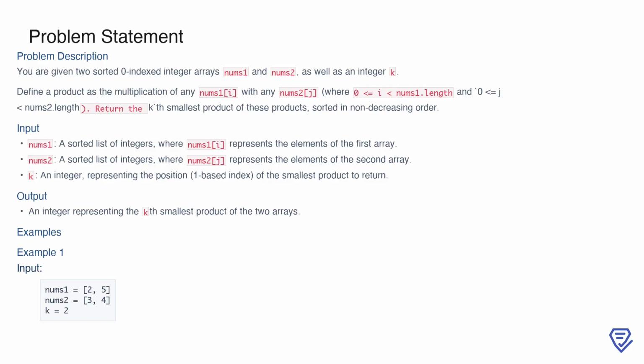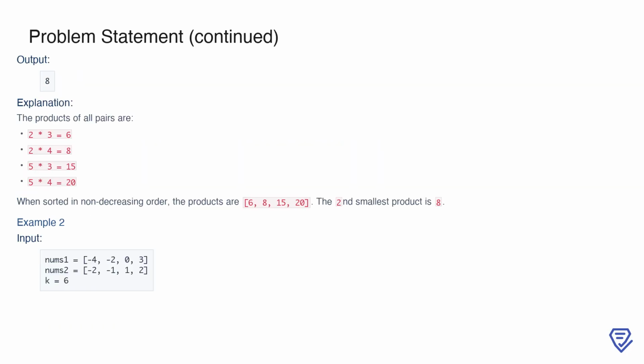For example, if nums1 is 2, 5, nums2 is 3, 4, and k is 2, we need to determine which product is the second smallest among all possible combinations of elements from these two arrays. The output for the first example is 8.